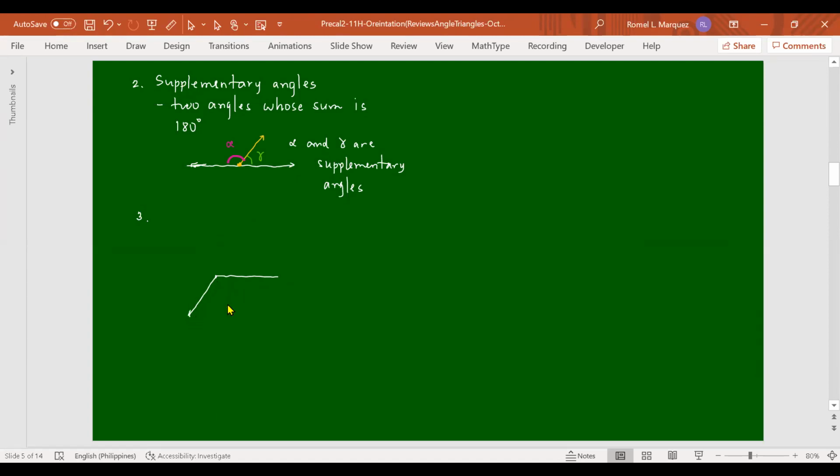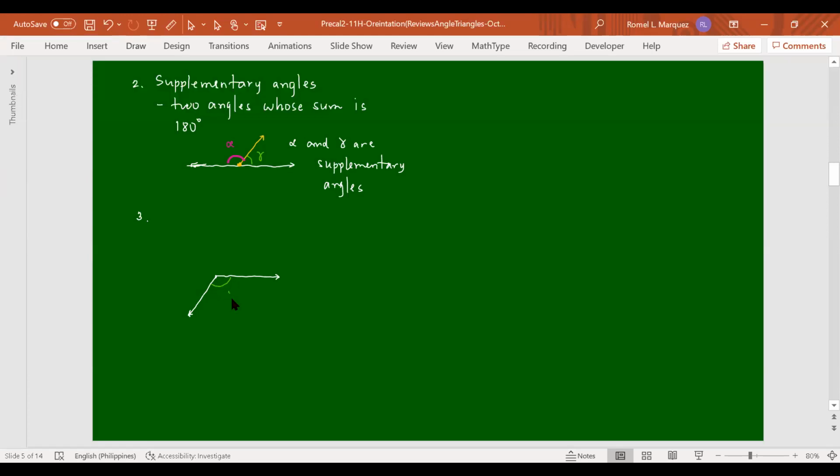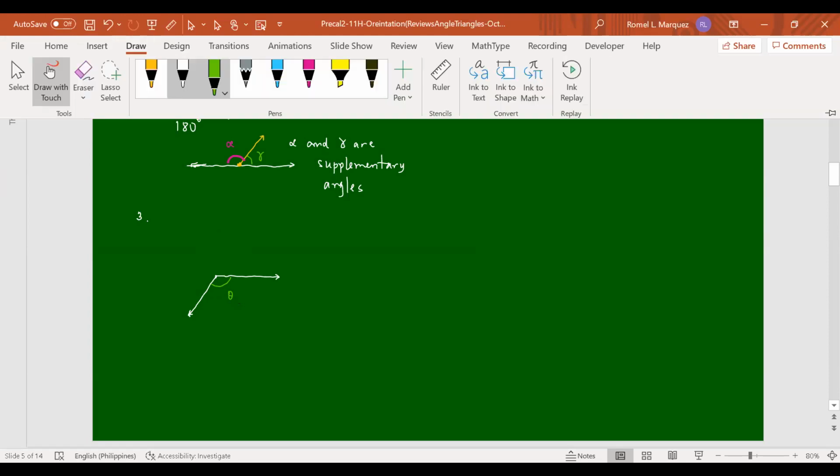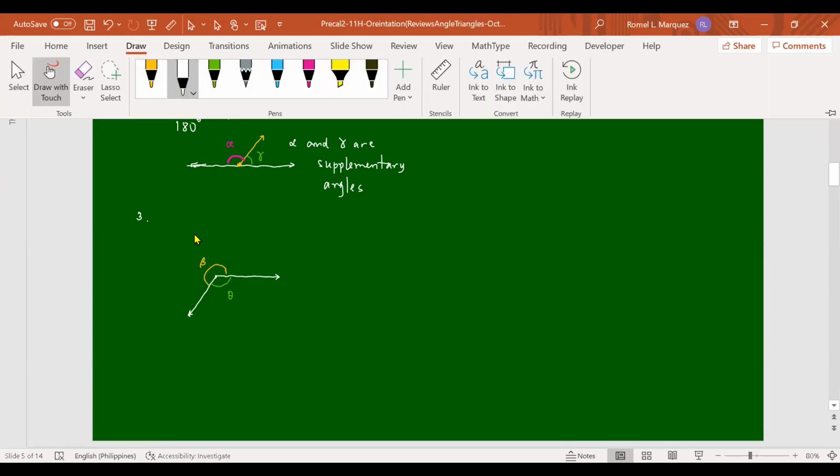Guys, again, let's call it theta. And this one, supplementary angles po. The sum is 360. Huh? The sum is 360. What angle?